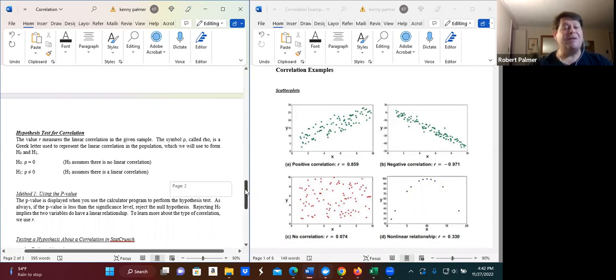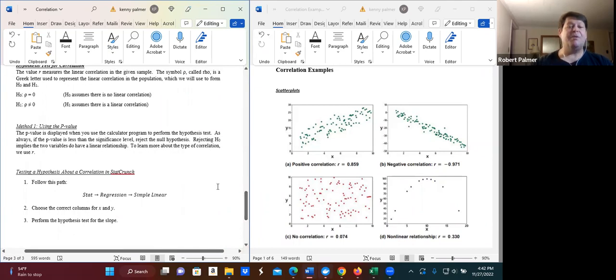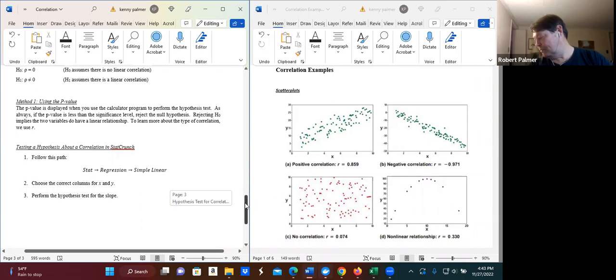Now, we're also going to use the p-value method for this. If you've seen the p-value method in some of the other videos I've done for testing means and proportions, it's the same concept. The computer will calculate a p-value for us, and if the p-value is less than the significance level, then we'll go with that. We will accept that correlation.